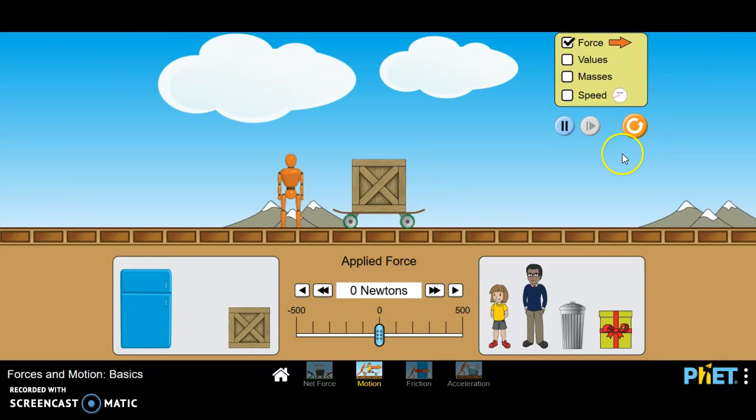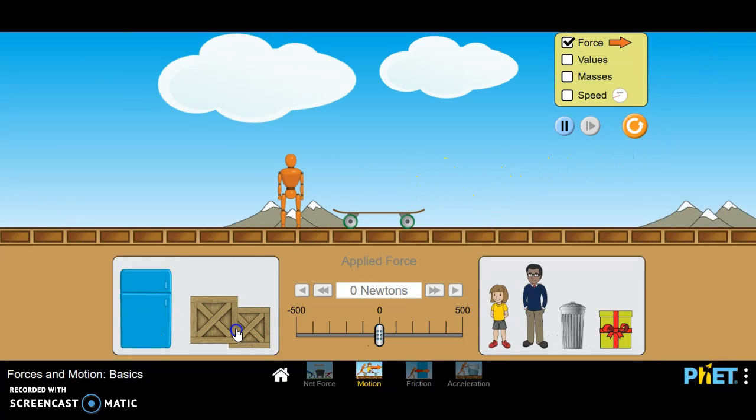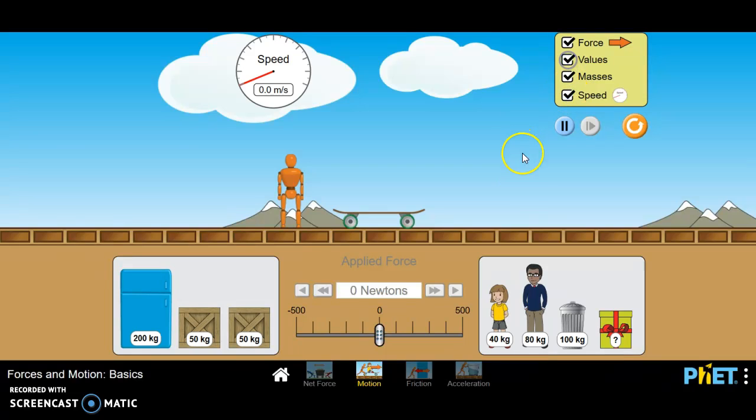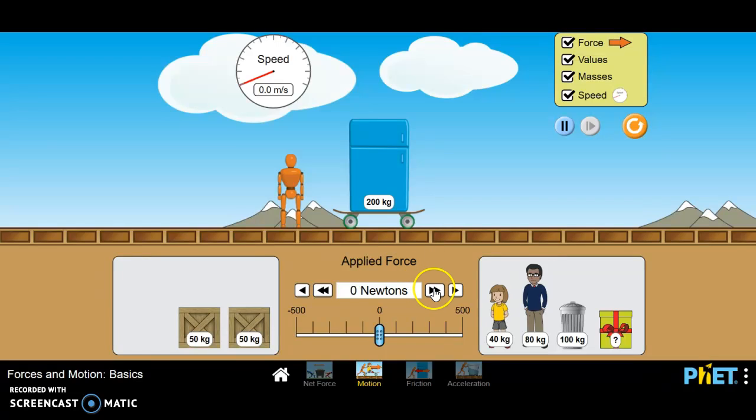Now we're going to reset and look at how when you add more mass, it takes more force to increase speed. So we started with this box, which was only 50 kilograms, and we added 50 newtons of force in the right direction, and the speed increased pretty quickly. When we do the same thing to this 200 kg refrigerator, I want you to notice if the speed increases the same way.